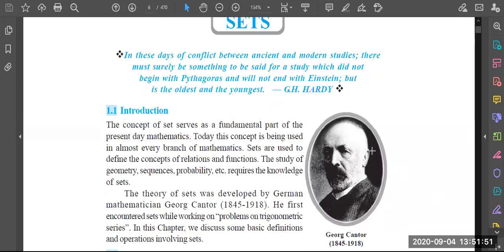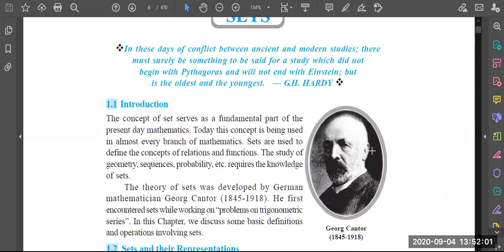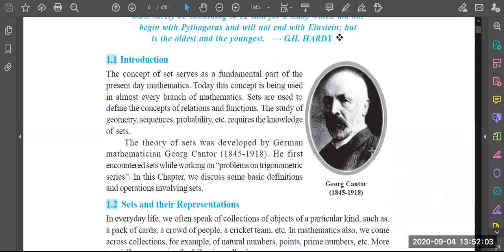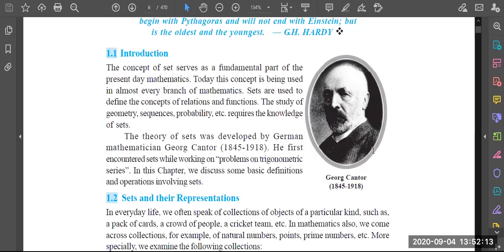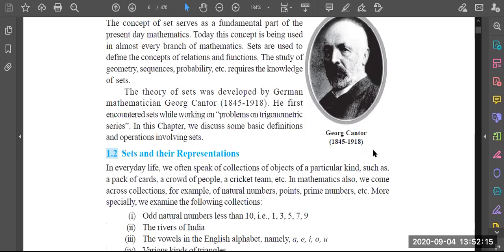For example, set of natural numbers, set of whole numbers, set of integers, right? So when I say set, it is just a collection. Now, when we understood what a set is, we have to ask the second question: what are the different types of sets?